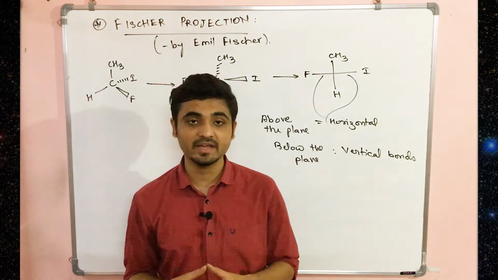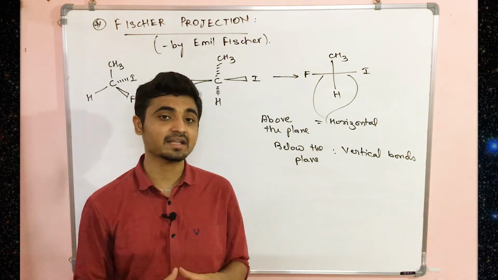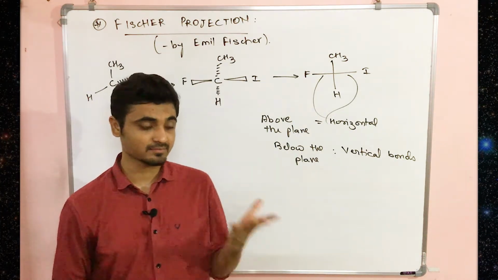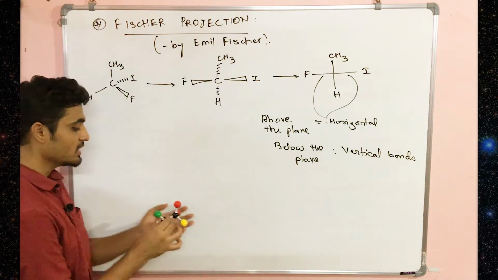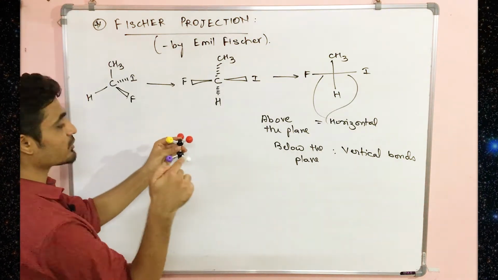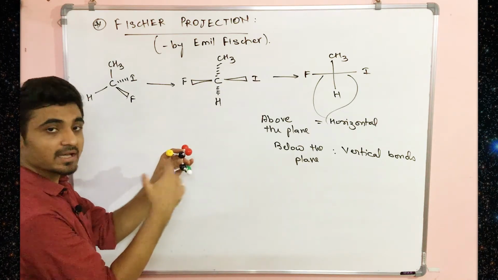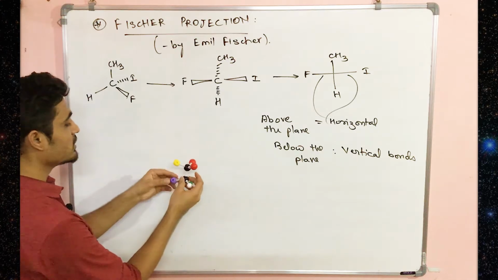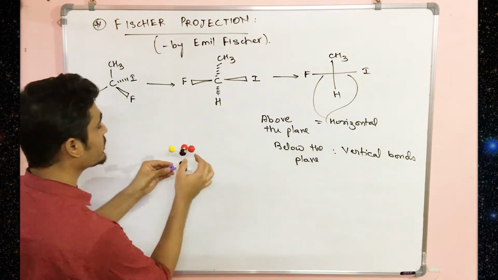Okay, now suppose we have more than one chiral carbon. In that case, how do we draw this Fischer projection? Let me demonstrate again. This is that molecule. I'm going to again view this compound from this angle. Again, the angle is very important, how we are viewing it. So we are going to view from this angle and project it.